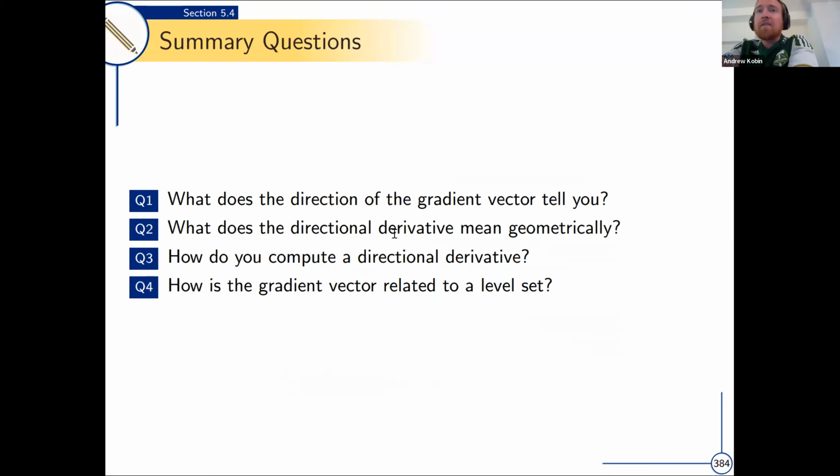Here are some summary questions to leave you with. And I encourage you to go compute some directional derivatives on your own. Choose a function, choose a directional vector, find a unit vector in that direction, and then practice computing. We'll do some of these in class, but here's some summary questions.